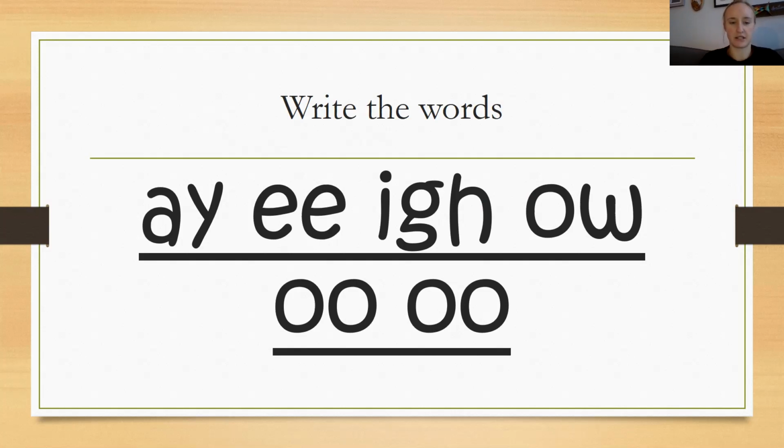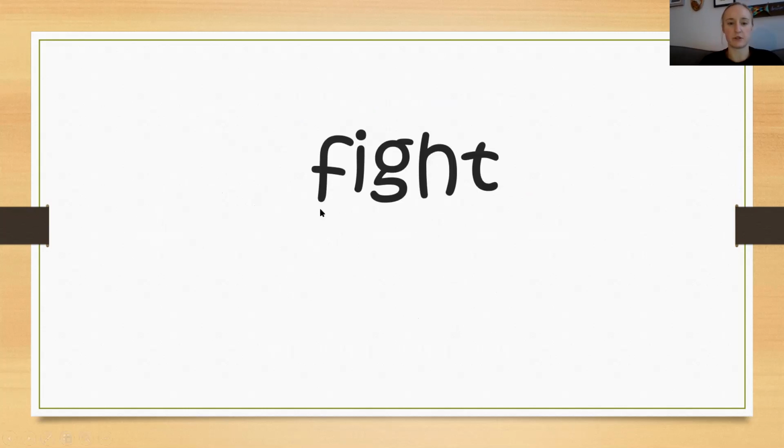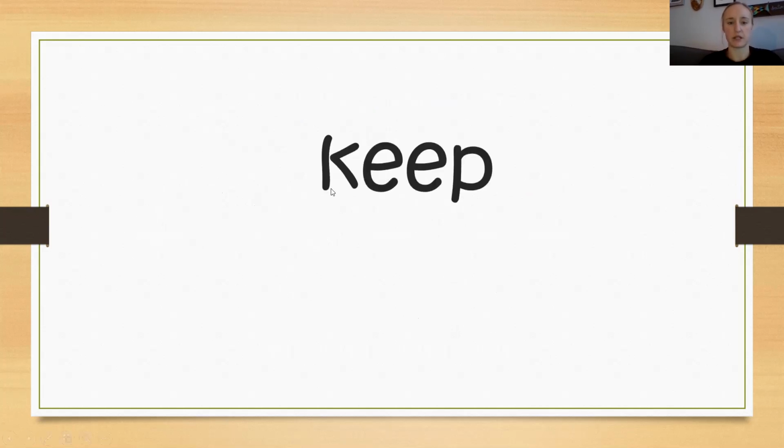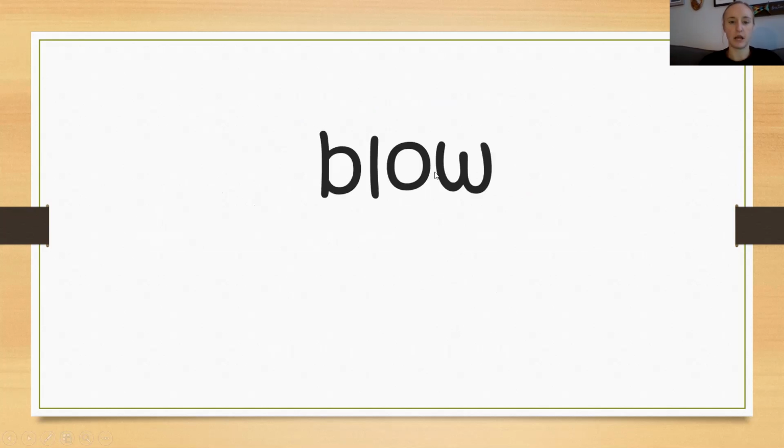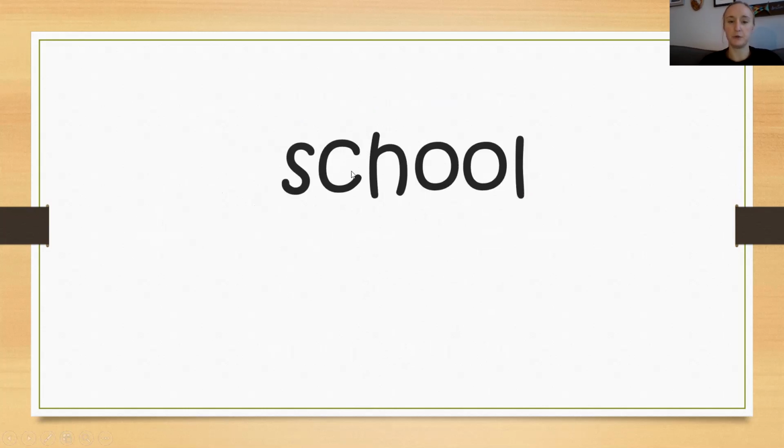Fab. Let's have a little check and see how you have done at home. So the first word was fight, and we should have fight. Well done if you got that one right. Then we had keep, which is keep. Then we had play, play. Blow. School, that's tricky, that k sound in the middle, but hopefully you got it at home.